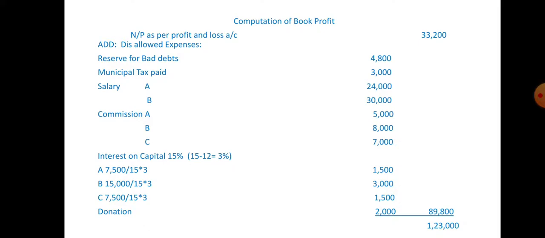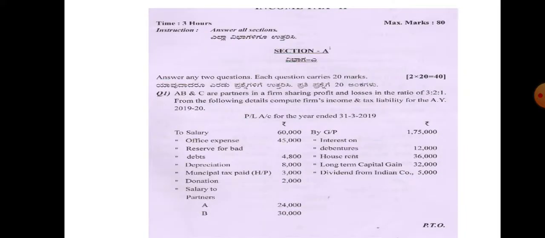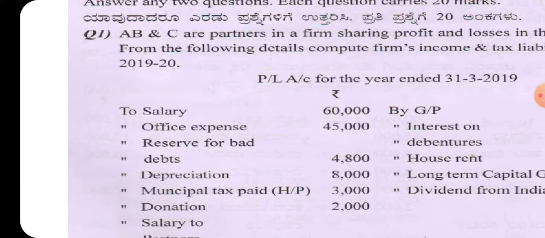To find the disallowed expenses, you go to the problem, the profit and loss account on the debit side. On the debit side, you go on checking the expenses. If it is not related to business expenses, you go for disallowing such expenses. See here, first one is salary. If they give just a salary, it is treated as an allowable business expenditure. Second one, office expense, is also an allowable business expenditure.